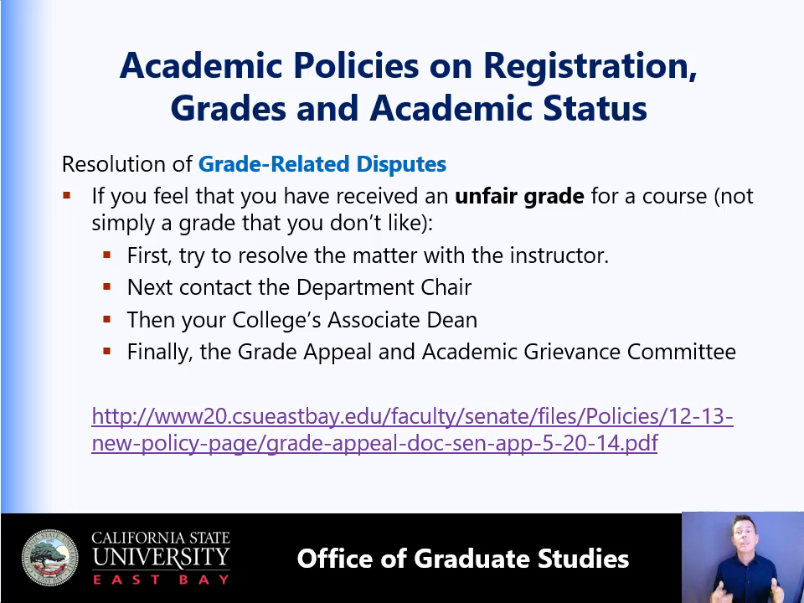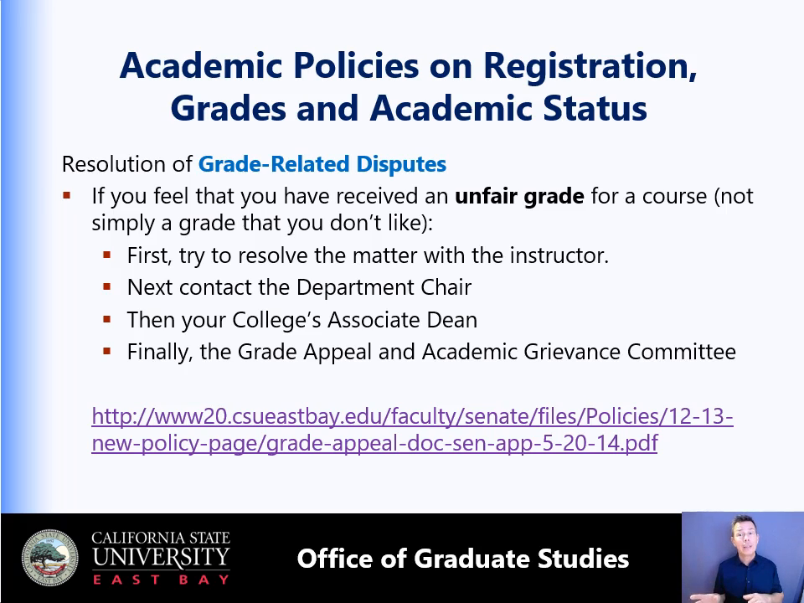Your department chair can then discuss the problem with the instructor. If your department chair can't resolve the issue, then you can go to the associate dean of the college, who will then talk to the department chair and your instructor. In general, though, only the instructor can change a grade once it has been assigned. Neither the department chair nor the dean can change a grade.